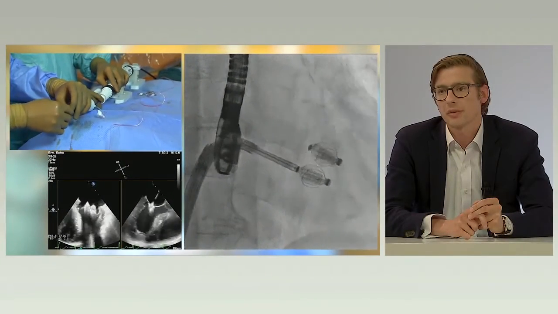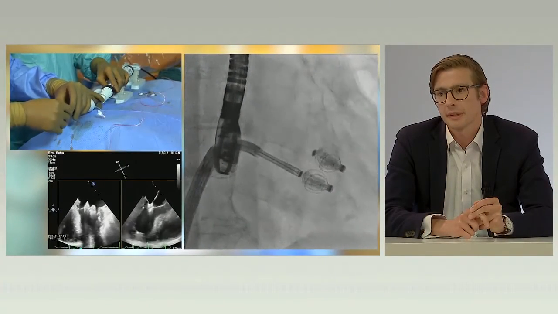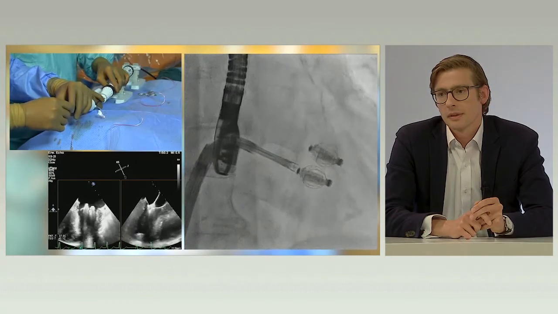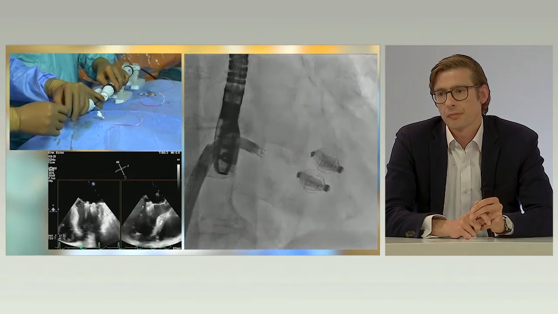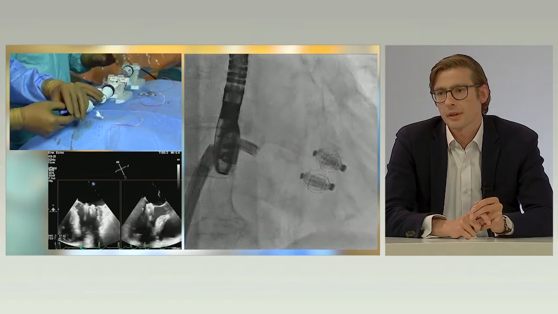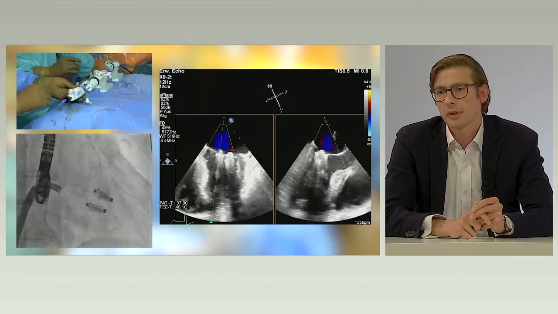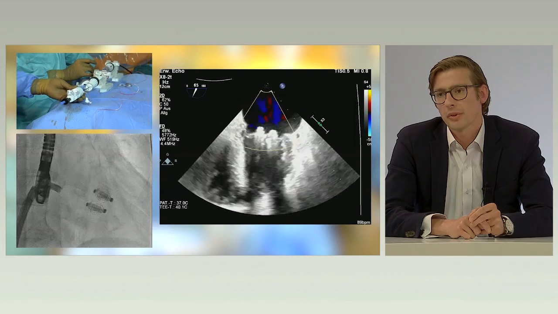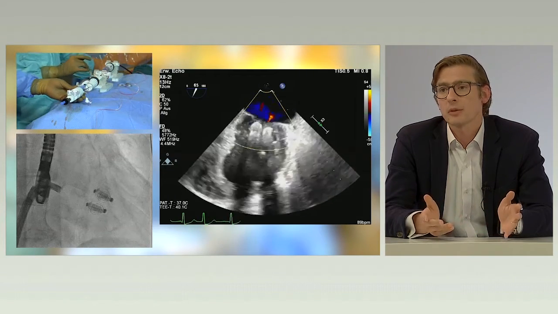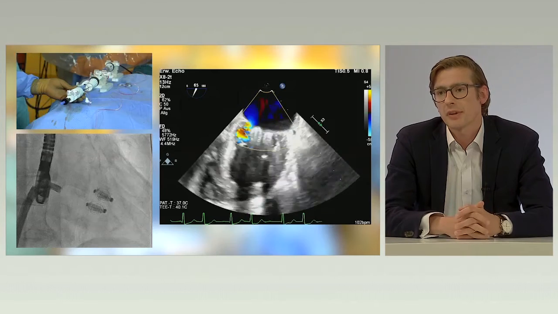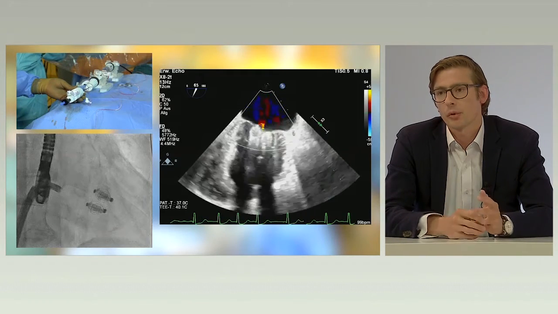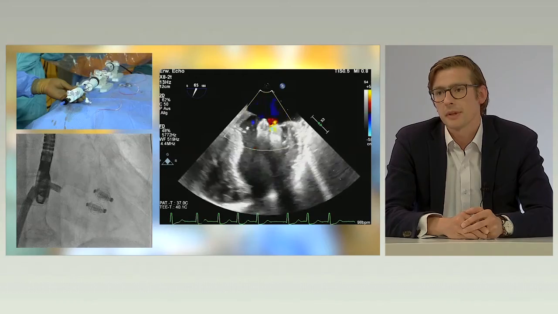and then I'll show you the final result. And then we are done. So release, both devices in parallel, good position, very little motion, and you can see that we achieved a good reduction of MR in this patient with 2 main jets which were quite apart from each other and with an acceptable gradient of 3.5 millimeters of mercury as mean.